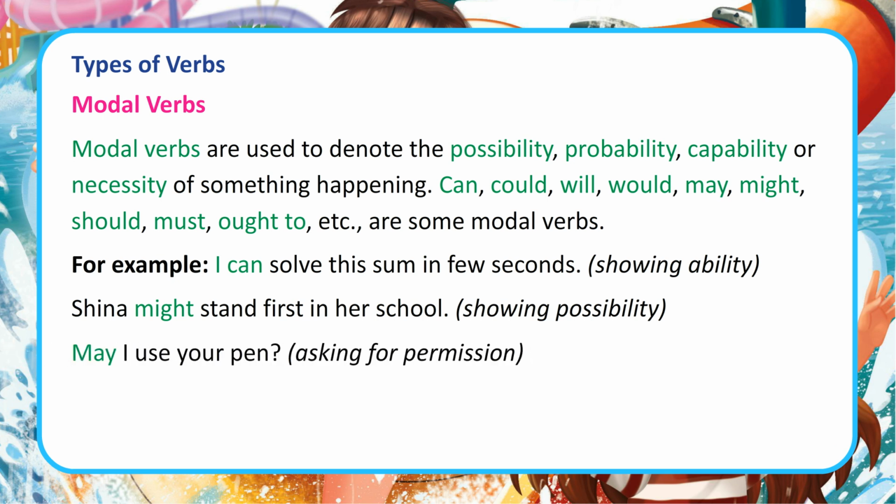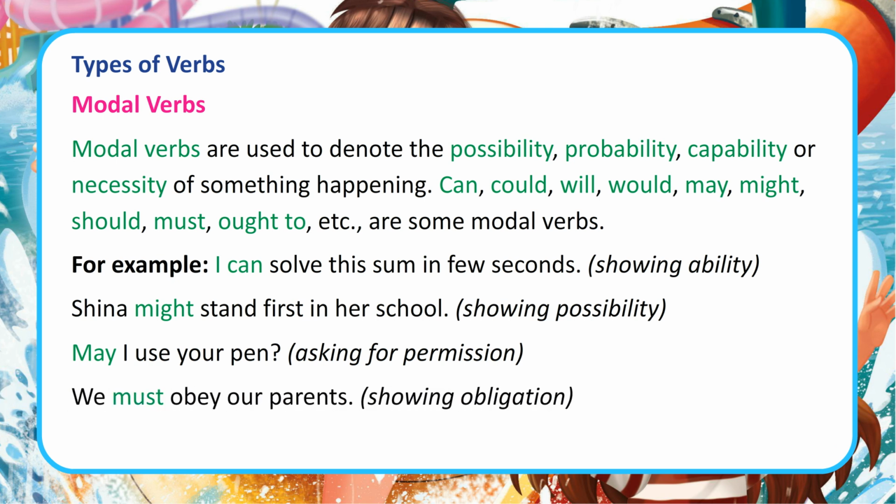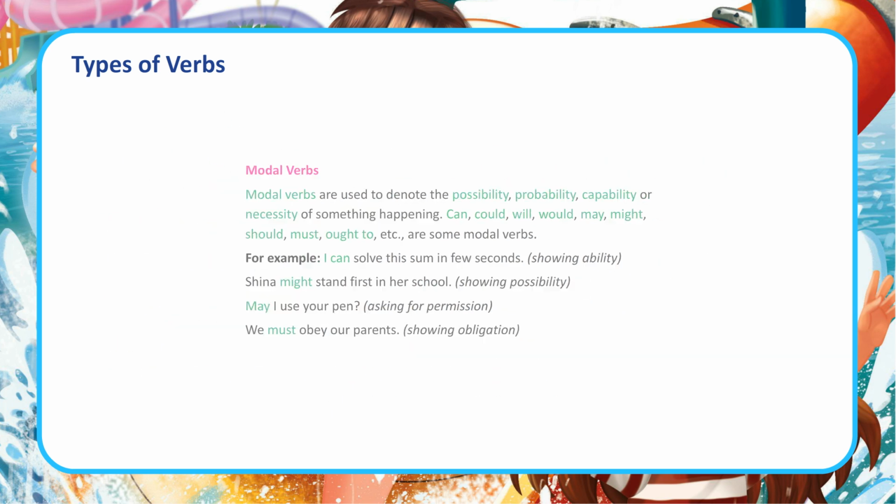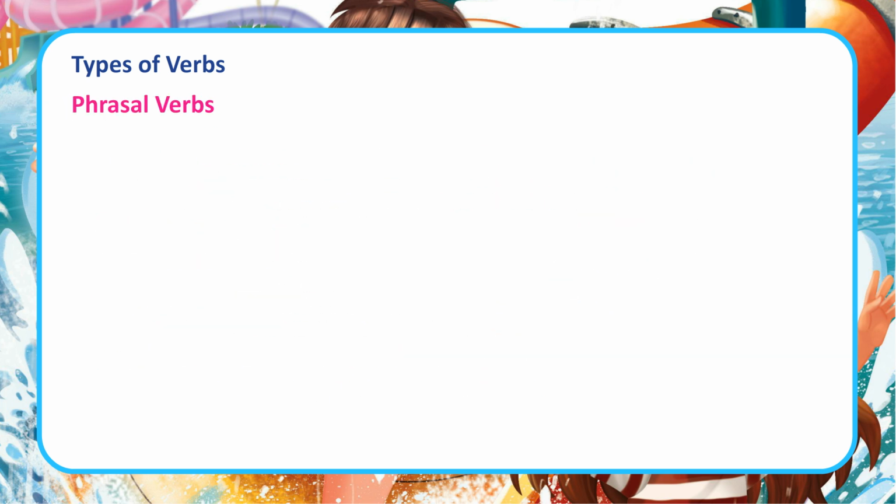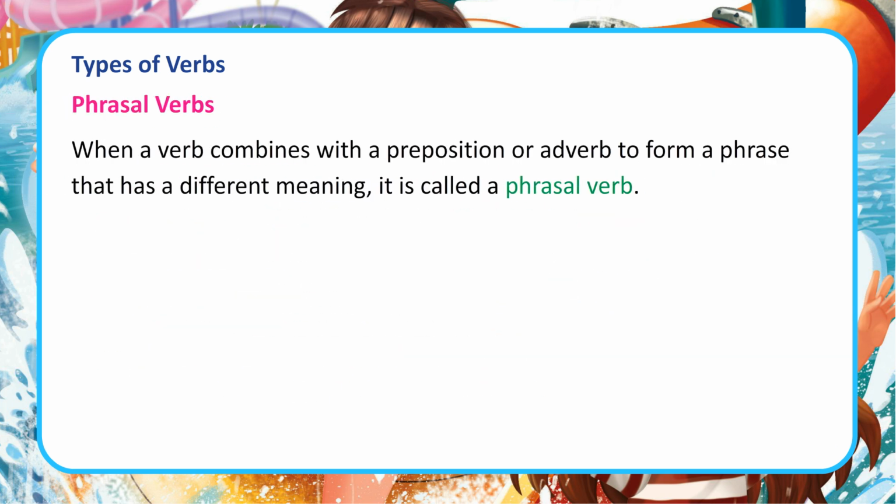Sheena might stand first in her school, showing possibility. May I use your pen? Asking for permission. We must obey our parents, showing obligation. Phrasal verbs. When a verb combines with a preposition or adverb to form a phrase that has a different meaning, it is called a phrasal verb.